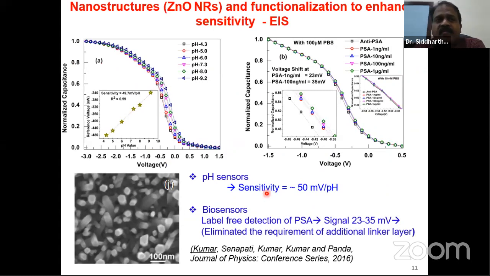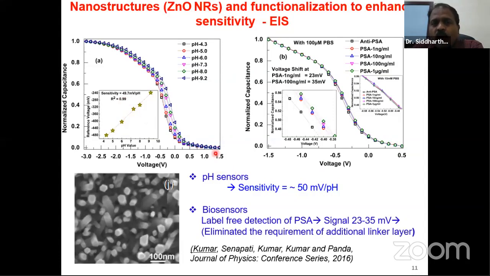Having seen that, we wanted to verify this learning by using another form of nanostructures. In this particular case, instead of silicon nanoparticles, we used zinc oxide nanorods to see whether we would get a similar behavior. Without going into too many details, the base value for the control device was around 37 millivolt per pH, but with these zinc oxide nanorods, it went up to about 50 millivolt per pH.